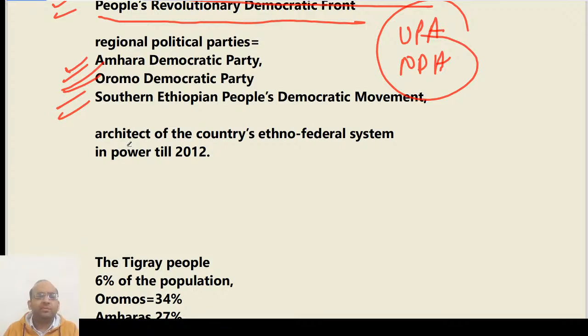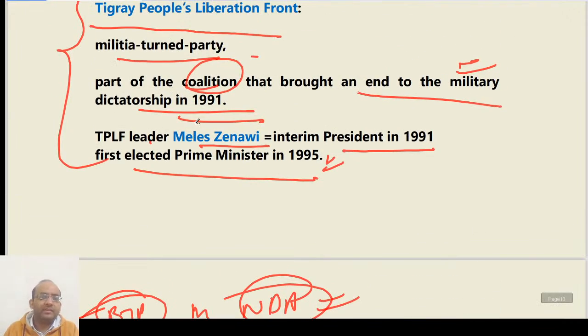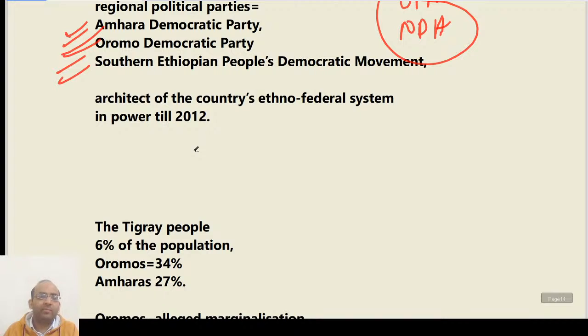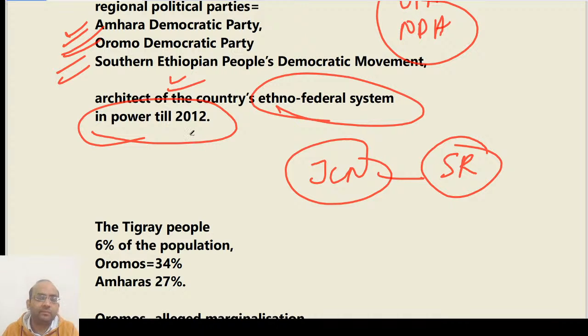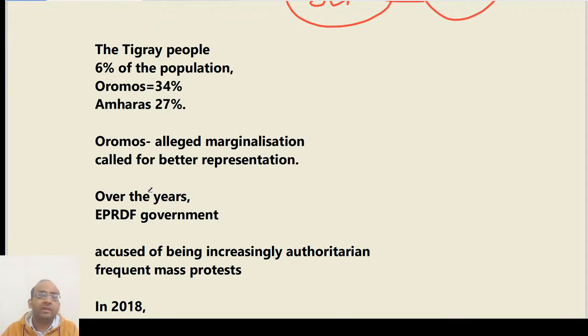And this person, Meles Zenawi, what he did was develop the country's ethno-federal system. Basically, just like Jawaharlal Nehru did the state reorganization of the country, similarly, he also did the state reorganization of the country and also developed the relationship or power distribution between center and states. And he was in power till 2012. So basically, this party was quite dominant in Ethiopian politics, and he enjoyed power for more than 17 years. But the Tigray people are a minority in Ethiopia.